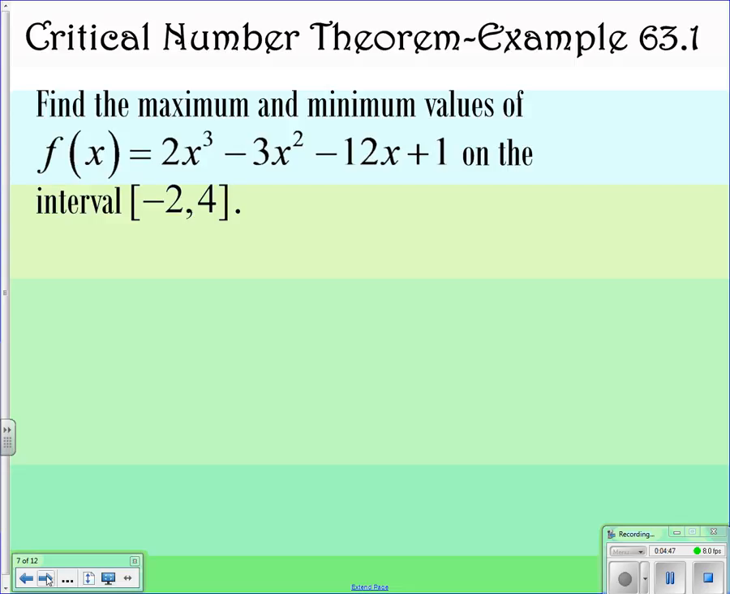So let's look here. We want to find the maximum and minimum values of this function on the interval from -2 to 4. So the first thing that you're going to do is to take the derivative. So if you take the derivative, you'll have 6x squared minus 6x minus 12.